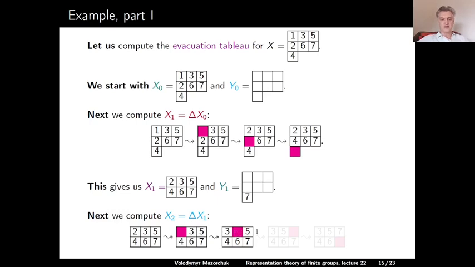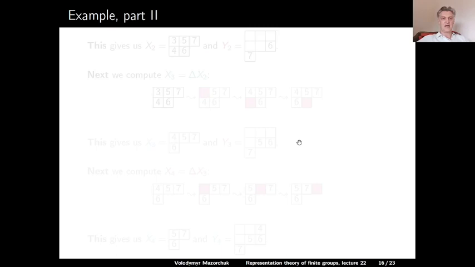So 3 is smaller, so we swap the active box and 3. The new active box has 5 on the right and 6 below, so we swap it with 5, which is smaller. And the new box only has 7 below, so we swap it with 7. And now the active box is removable. So this means that x2 has shape 3, 2 with 3, 5, 7 in the first row and 4, 6 in the second row.